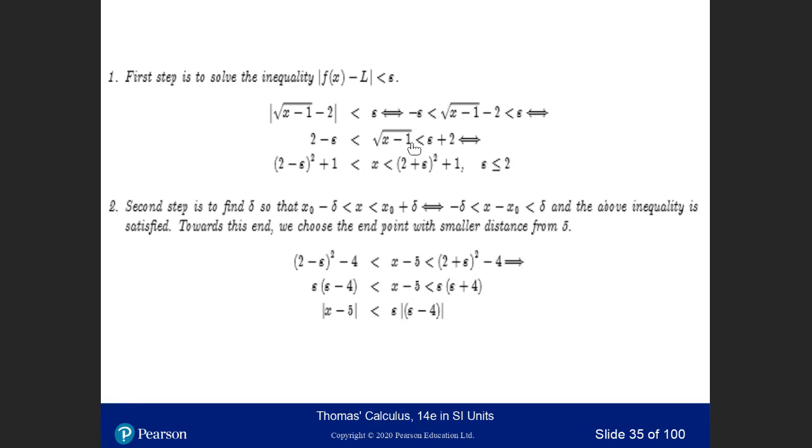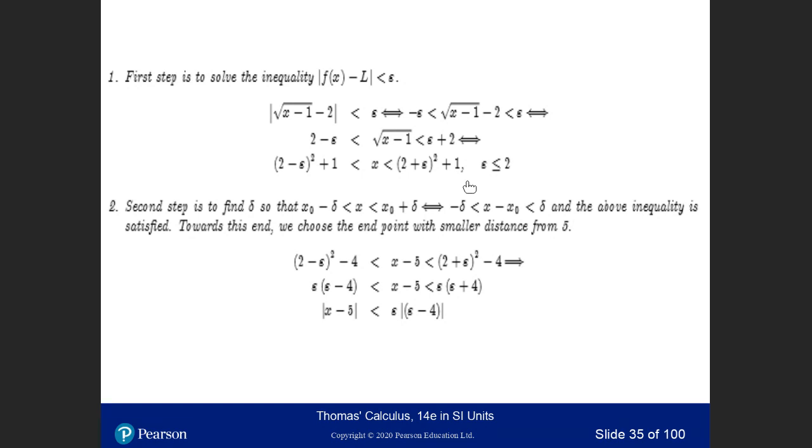Right now, if we assume that epsilon is less than 2, we can take the squares easily, and the inequality will not change. So let's take the squares and add 1. So I have 2 minus epsilon squared plus 1 here, which is less than x, which is less than 2 plus epsilon squared plus 1 here. I assume that epsilon is less than 1. Now the limit point 5 is c here as I approach 5.